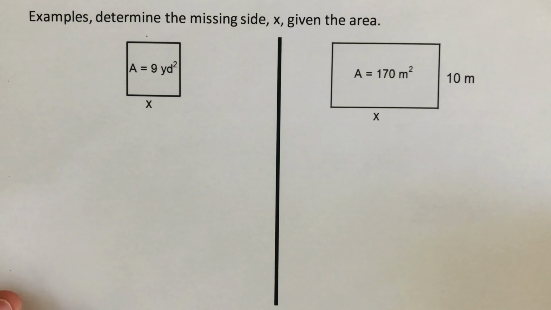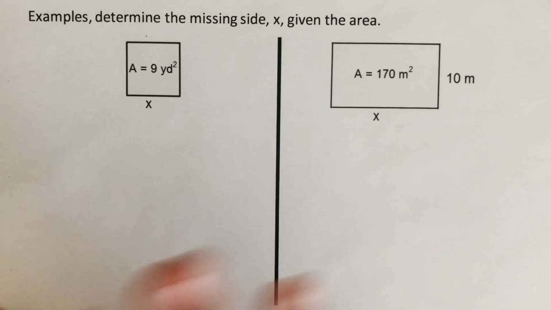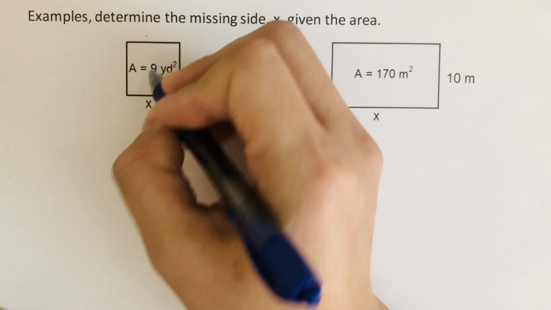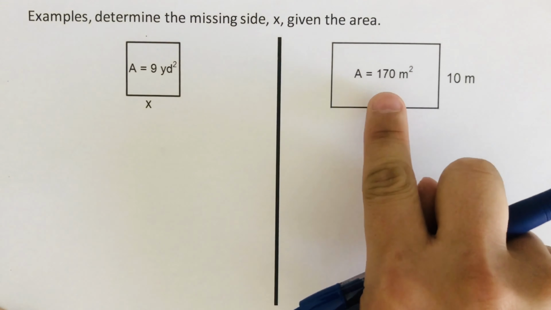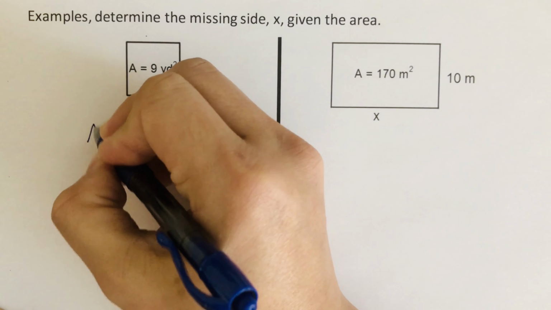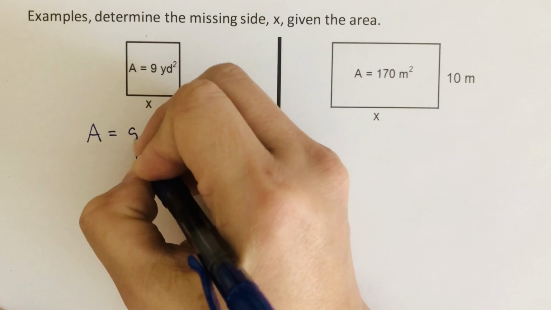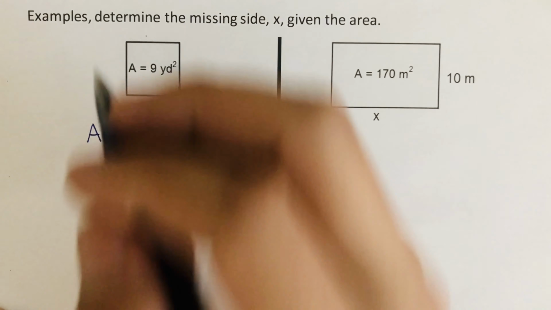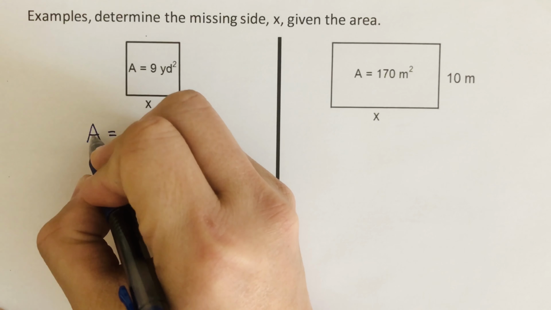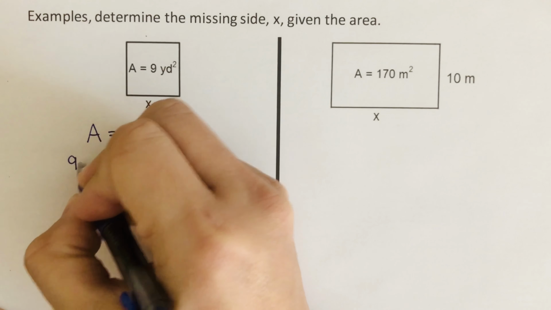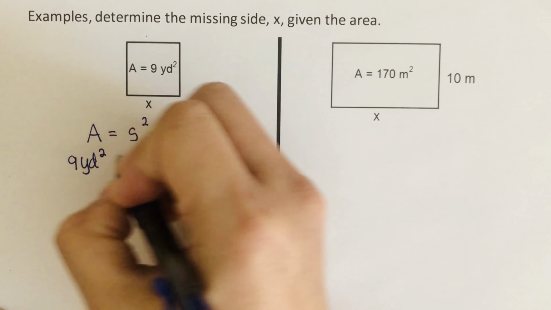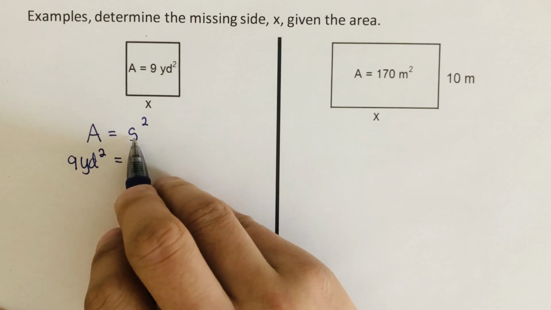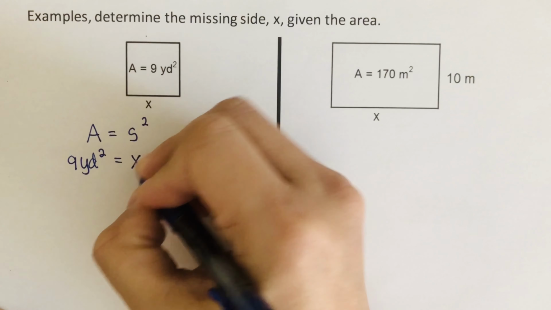In this problem right here, again, we set up the equation first and then plug in values and solve for whatever's missing. This is a square and this is a rectangle. So the area of a square is equal to S squared. Then we plug in values. We're given the area, 9 yards squared, so I'm going to plug that into the A. So 9 yards squared is equal to X, since the side is now X. I'm going to write X squared.